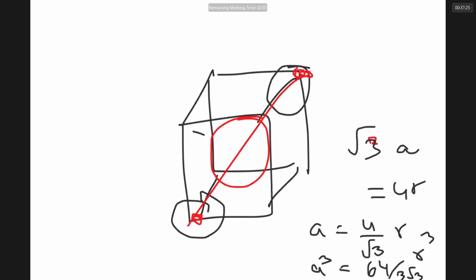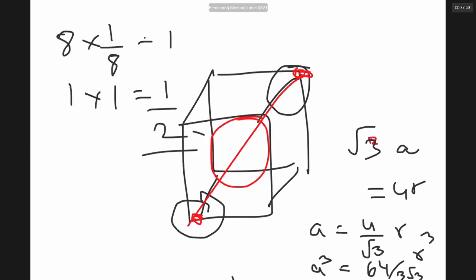Now, in a body-centered cube, effectively, how many particles are there? All 8 corners contribute 8 into 1 by 8, 1 particle. Body center 1 into 1, 1 particle. Total, how many particles are there in a body-centered cube? 2 particles. Always body-centered cube has 2 particles. Now their volume is how much? 2 into 4 by 3 pi r cube. This is the volume occupied. Available volume is 64 by 3 root 3 r cube.